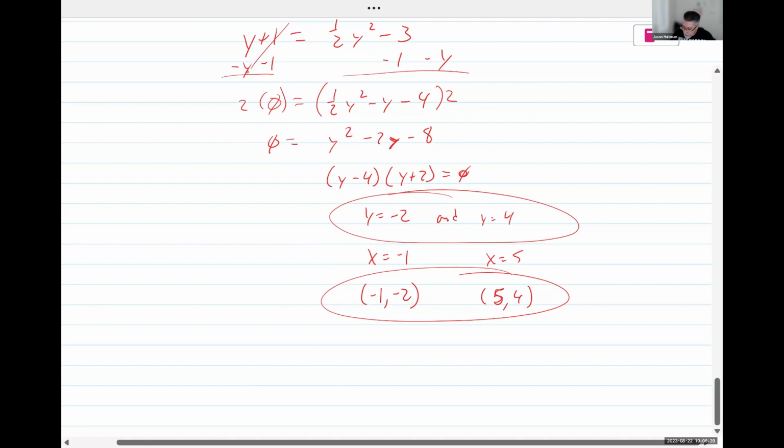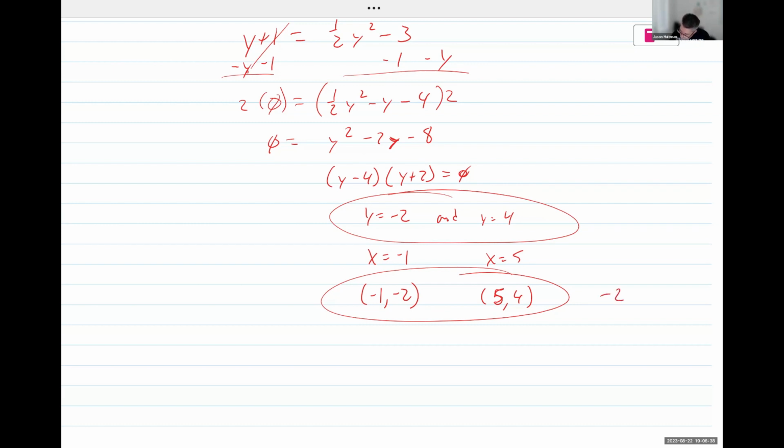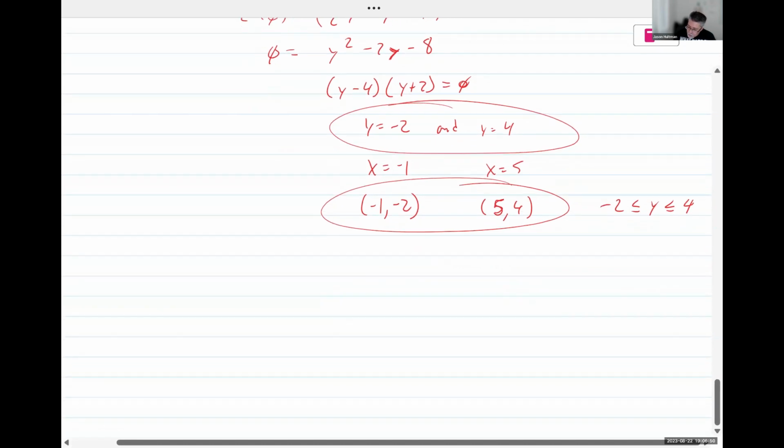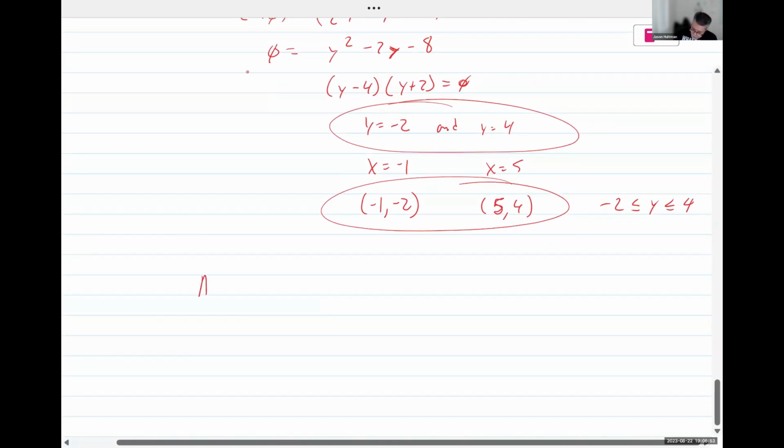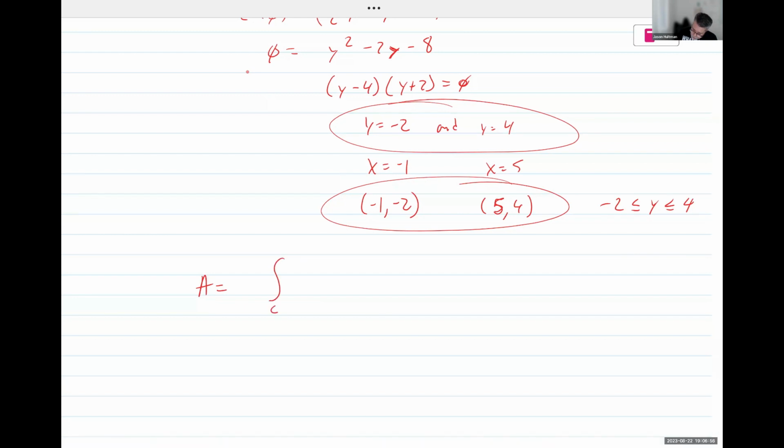And I know what y goes from. y goes from negative 2 to 4, because again, these are functions of y. So negative 2 is less than or equal to y, which is less than or equal to 4. So for a y-oriented function, the area is equal to the integral from c to d. We don't use a and b, we use c and d because they're y-oriented. f of y minus g of y dy.